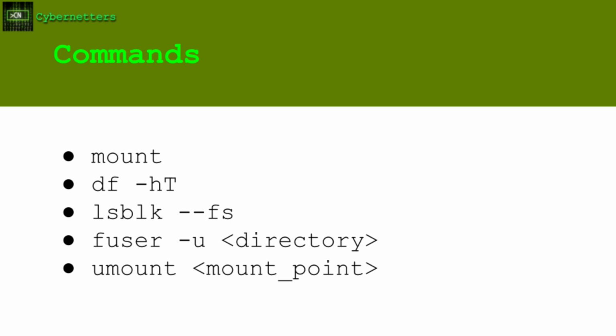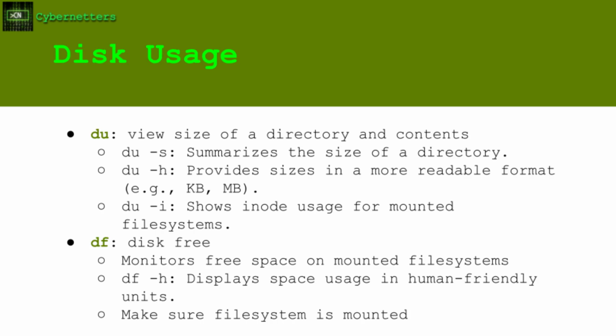Here are some key commands for working with file systems in Unix. As mentioned before, mount attaches a device to a directory so that you can access it. df -hT shows the disk usage with human-readable sizes and file system types. lsblk -f displays the block devices and their mounted file systems. fuser -u directory checks which users or processes are using a mounted directory, and umount unmounts a file system to safely remove a device.